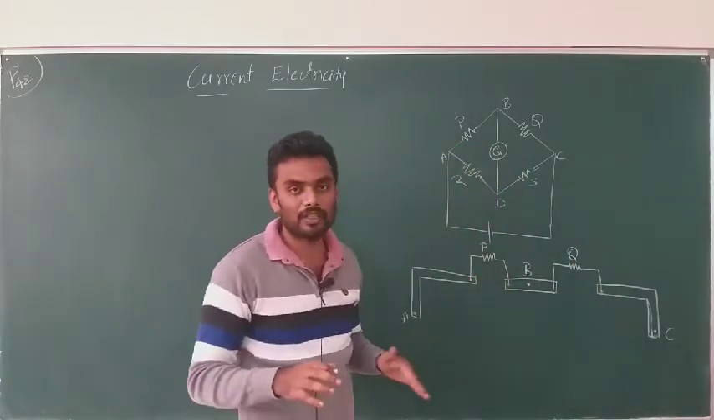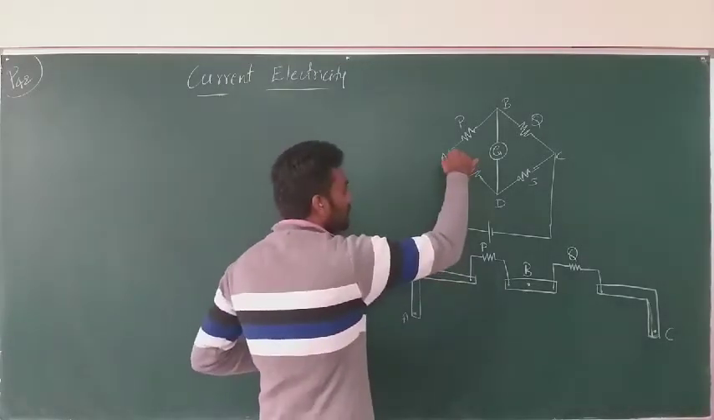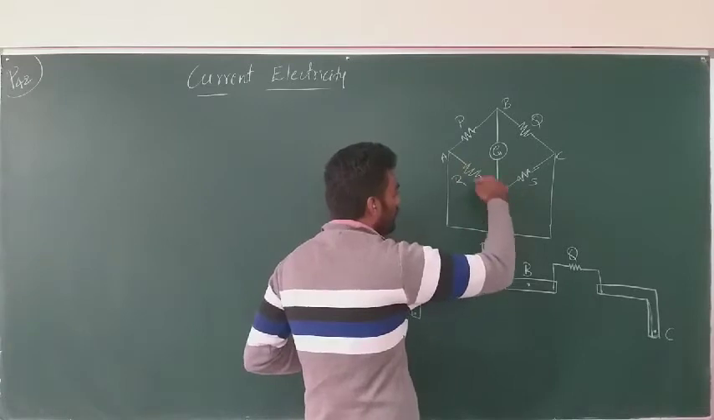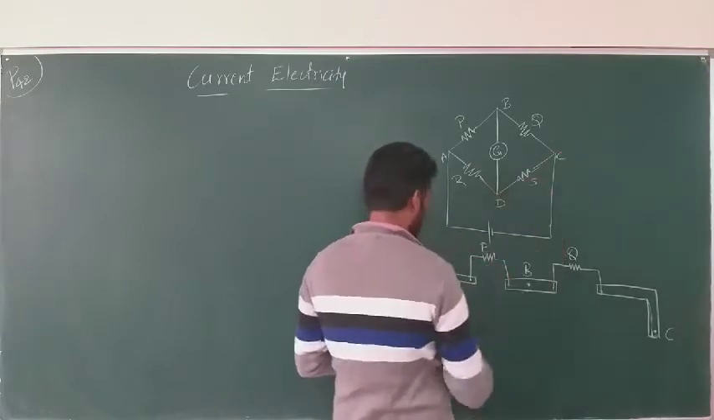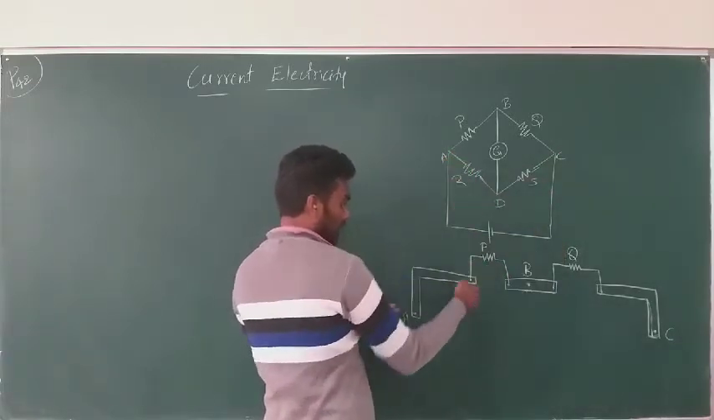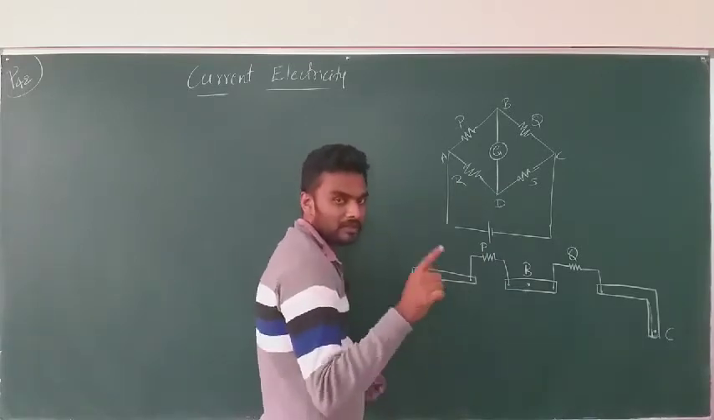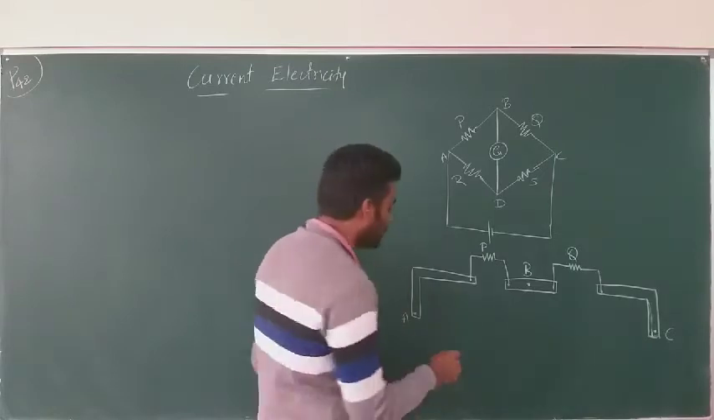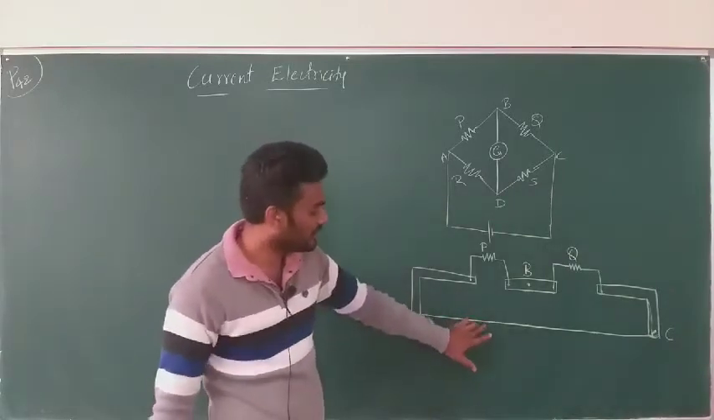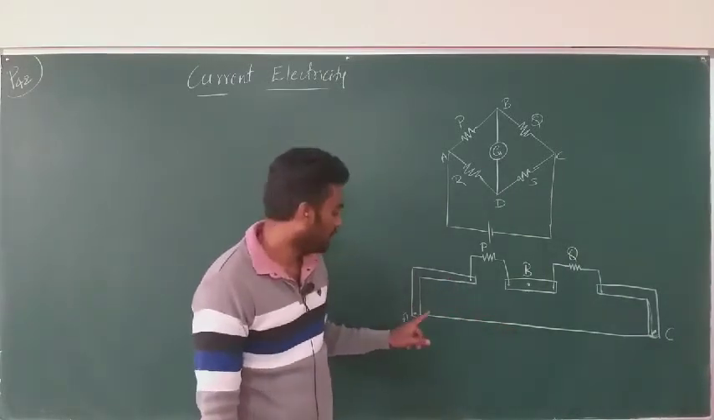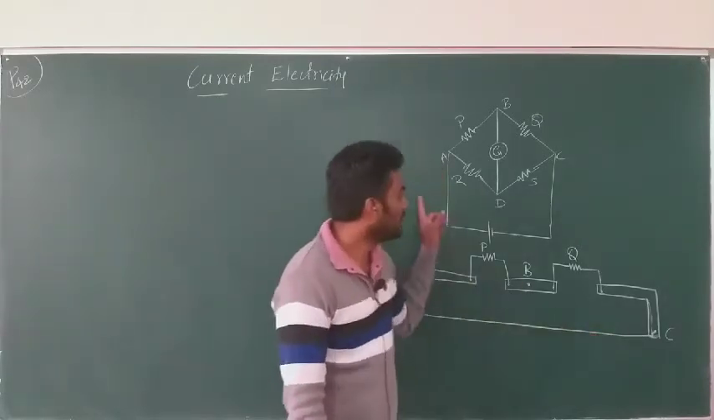Clear? The upper part of the circuit is done. Now coming to the lower part, here you have resistances R and S connected between A and D, and D and C. So instead of repeating the same way, I will just make use of a 1 meter metallic wire, a conductor, that is fixed between the terminals A and C.